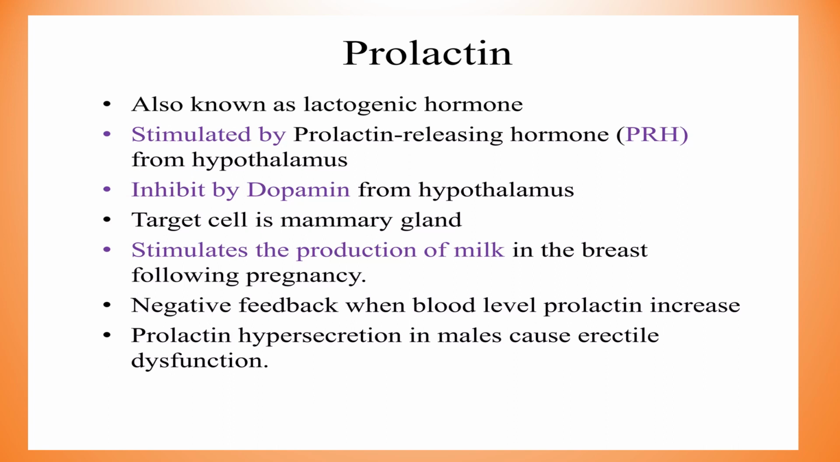Coming to prolactin, also known as the lactogenic hormone. For lactogenesis, prolactin plays a major role. It's stimulated by prolactin releasing hormone from the hypothalamus, and it is inhibited by dopamine from the hypothalamus. It has a target cell in the mammary gland, and it stimulates the production of milk in the breast following pregnancy. There is negative feedback from increased blood levels of prolactin, and prolactin hypersecretion in males causes erectile dysfunction.